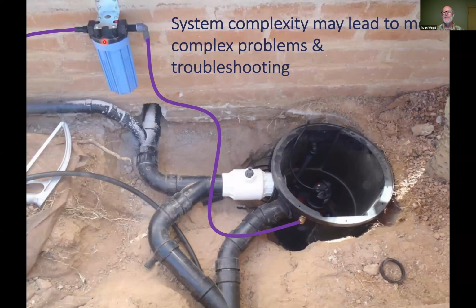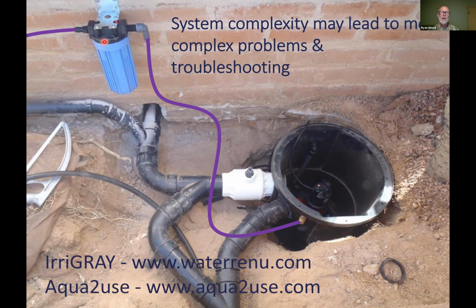If you remove the filter, then your system's going to clog up with gray water. There's another product called Aqua2Use, which is a different setup. The photo you're seeing is an Irrigrate setup. An Aqua2Use is about the size of a milk crate, maybe a little bit larger. Then the gray water comes in, same scenario, all your sources, it's too low, it's below grade, so all your water is coming in.